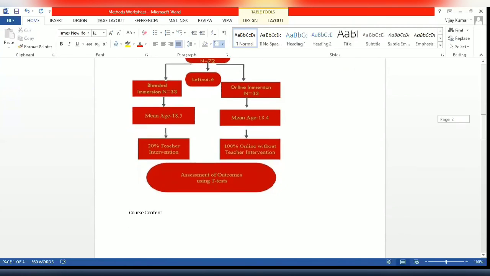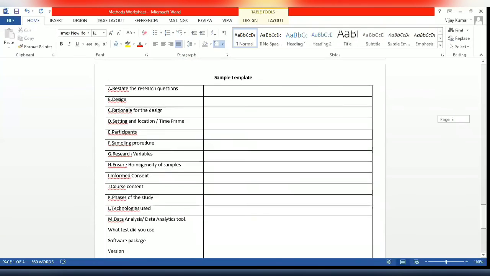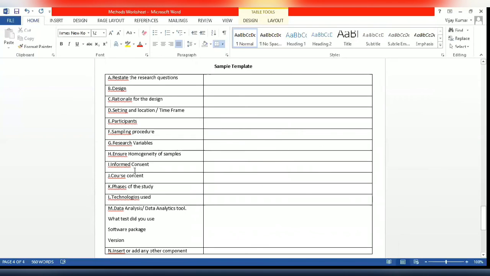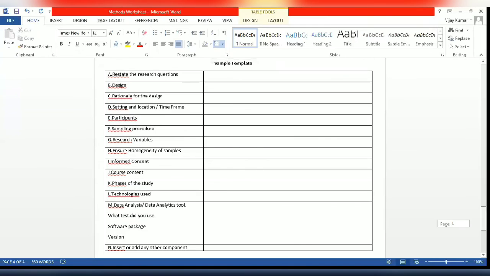And most importantly, before I leave, one final take-home message. My final take-home message is look at the sample template. Use the sample template for your study. And if you feel that you have to insert any component, you can insert any other component. So you're welcome to use this sample template.